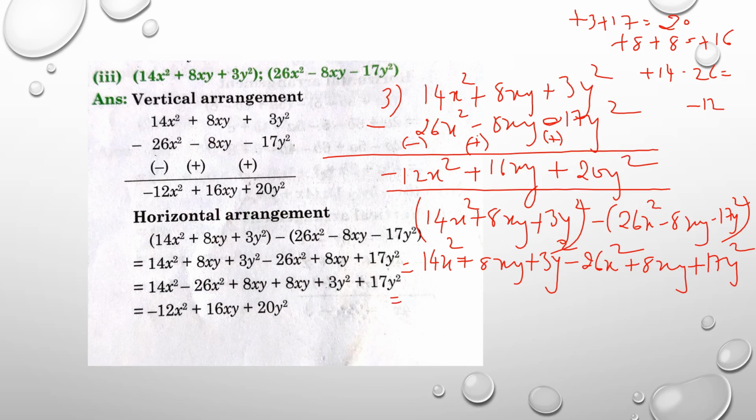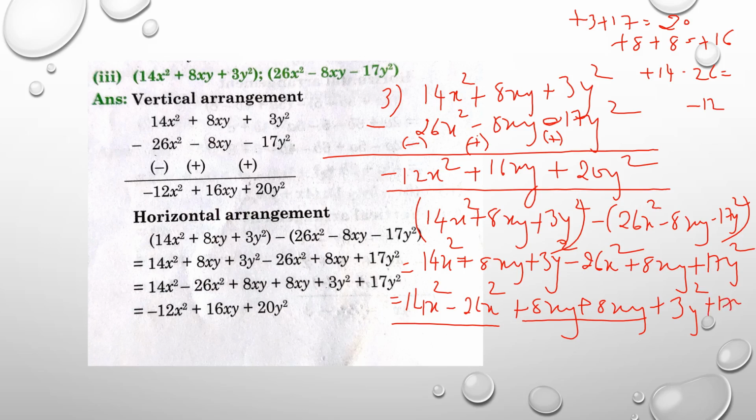Now I have to take all like terms together. So 14x square minus 26x square plus 8xy plus 8xy, then plus 3y square plus 17y square. So all items you have to take together. Now 14 minus 26 is what? Minus 12x square. Plus 8 and 8 is what? 16xy. And plus 3 and plus 17 is what? 20y square. So this is your answer.